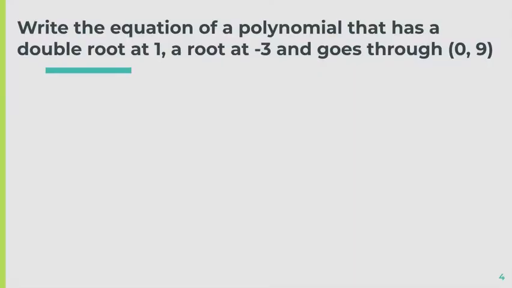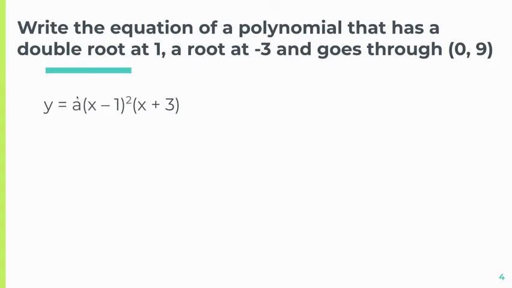Our next example says, write the equation of a polynomial that has a double root at 1, a root at -3, and it goes through the point (0, 9). Well, having a double root, remember, means that my factor is to the second power, so (x minus 1) squared. My root at -3 is going to have a factor of x plus 3. And then what's different with this example is that I put my stretch factor a out in front because I was given some other information about my polynomial. It goes through the point (0, 9).